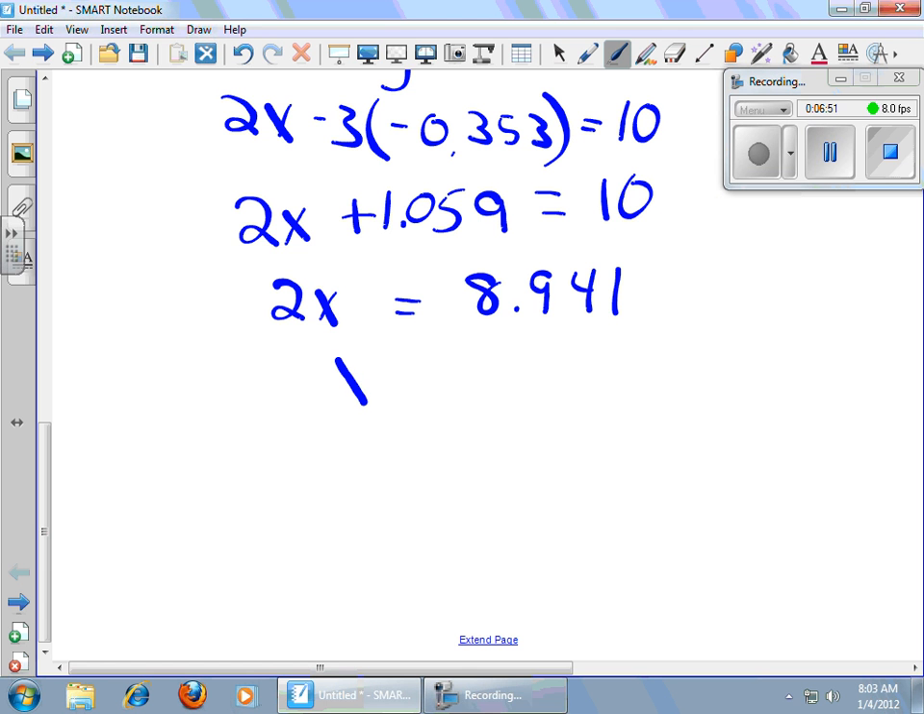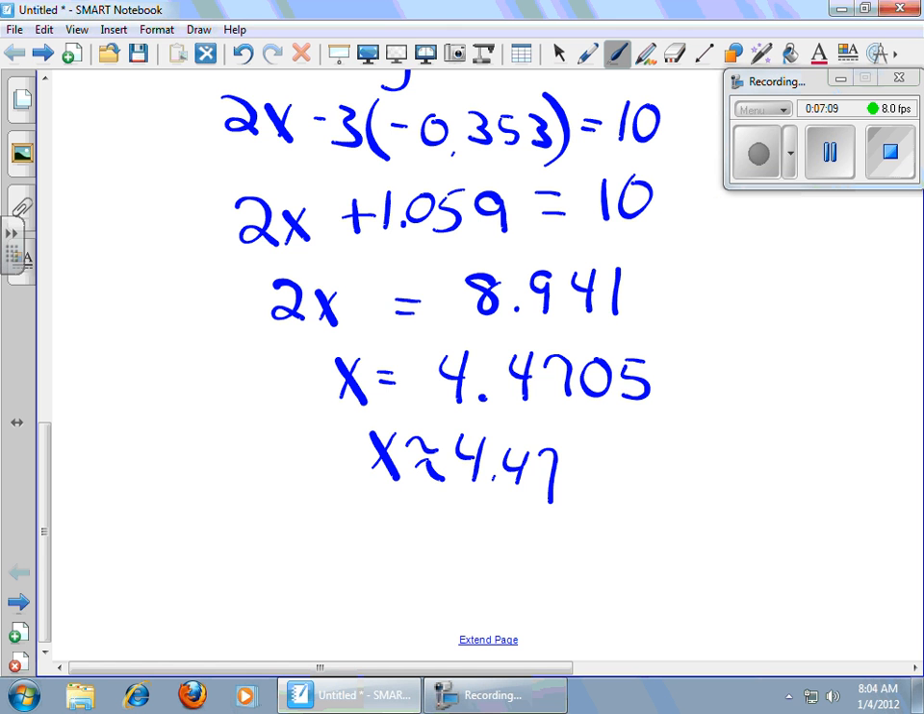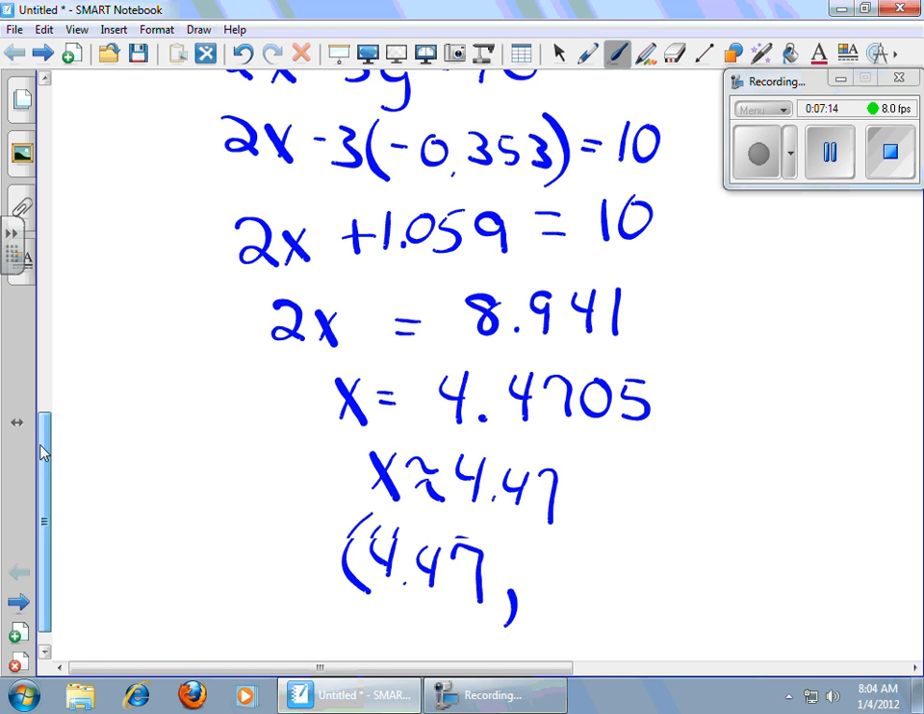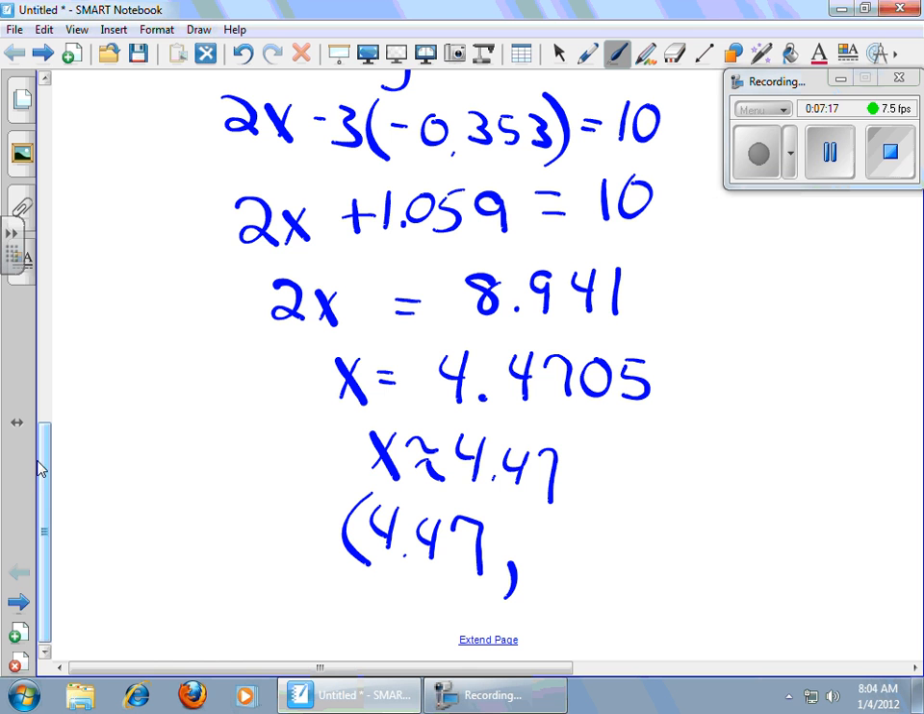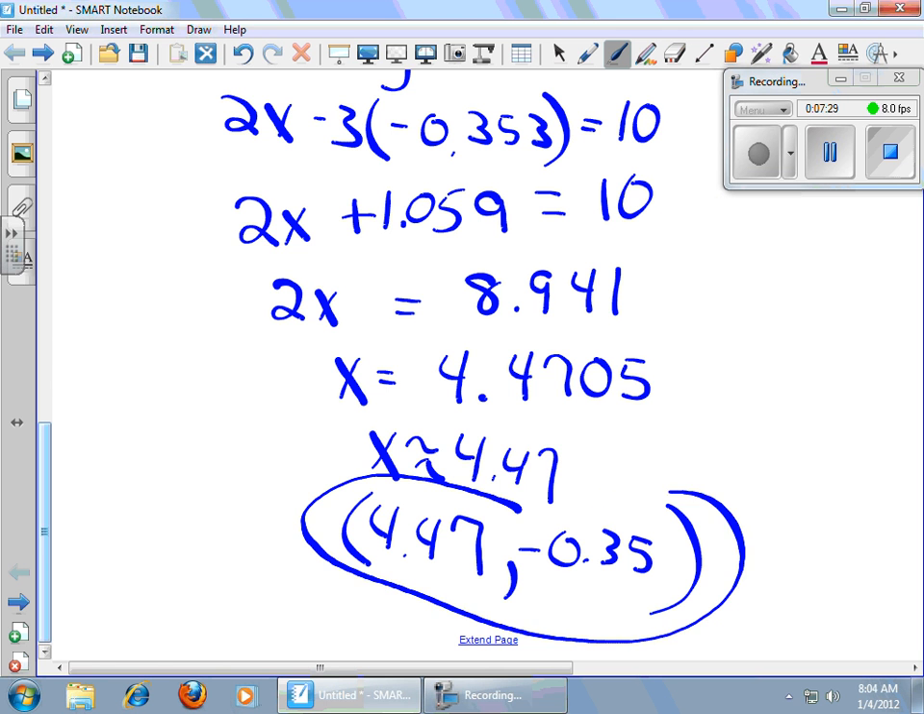All right, so then I'm going to divide each side by 2, and x is going to be 4.4705, and this is a cool answer here, 4.47. That's good enough. So we'll go 4.47, 4 and 47 hundredths, and y, I forgot what y was, negative 0.35. If you want to drop that last 3 off, you can. You can put the last 3 on. It's only a decimal approximation. You can see how this would be a pain to solve using graphing.